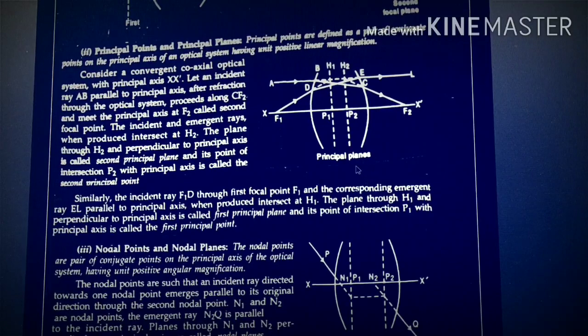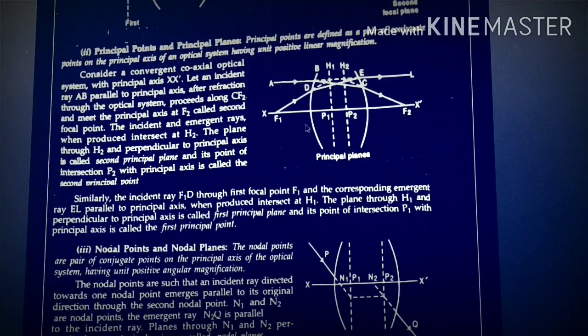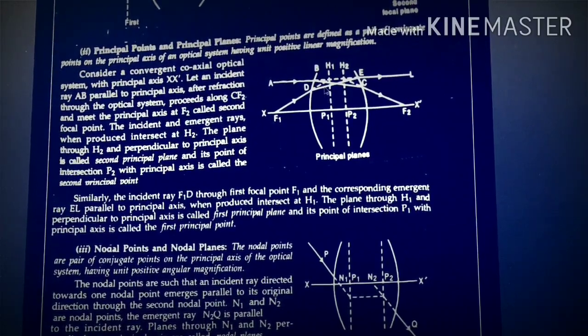Similarly, we consider a ray passing through the first focal point F1. This is the incident ray F1D. If it is incident on the optical system, then it will be refracted. The refracted ray is D and the emergent ray is L. So similarly, the incident ray F1D through the first focal point F1 and the corresponding emergent ray is L. I have already discussed this.